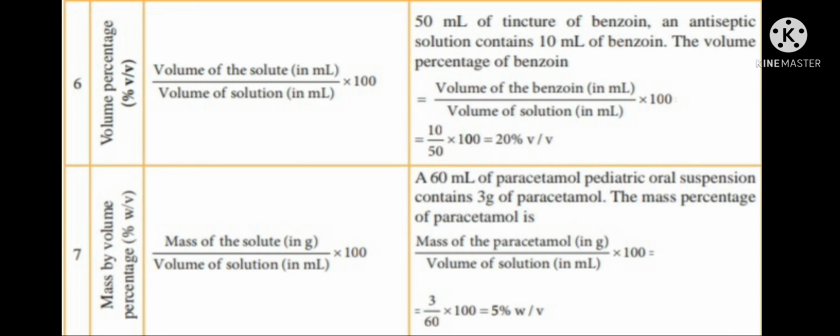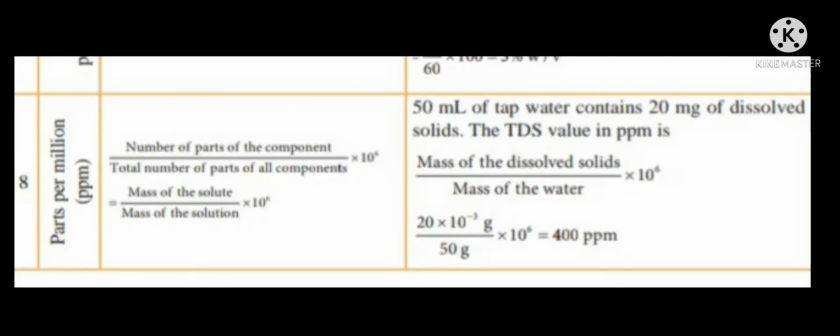The mass percentage of paracetamol is given by mass of the paracetamol in gram divided by volume of solution in ml into 100. Substitute the values. We will get 3 by 60 into 100, which is equal to 5 percentage W by V. Here percentage W by V represents mass by volume percentage. Finally, we will discuss parts per million.